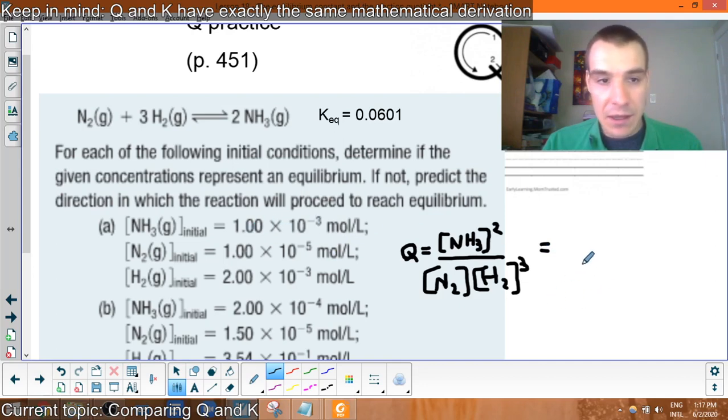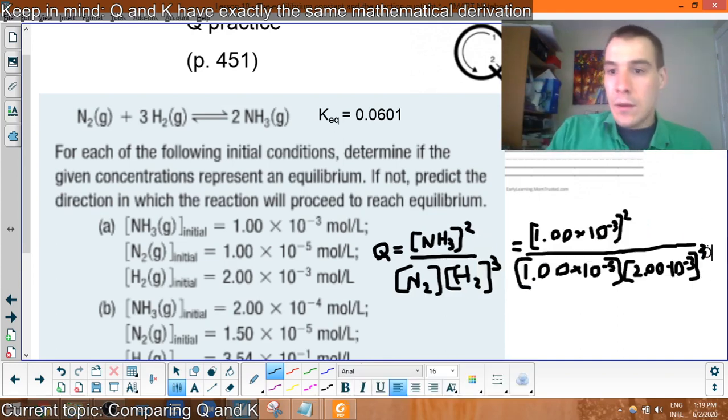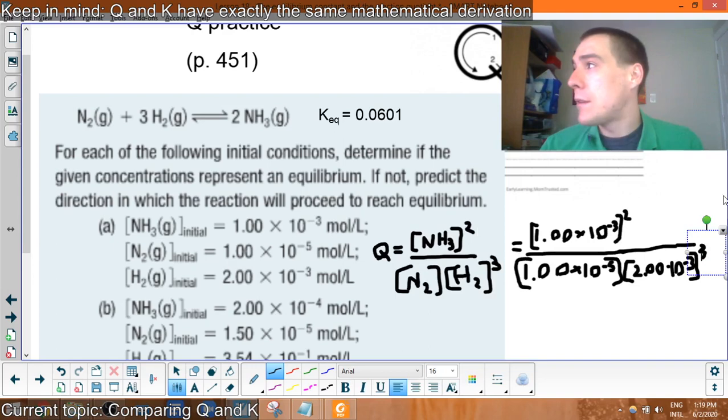1.00 times 10 to the negative 3. That's my NH3, that's on top. 1.00 times 10 to the negative 3. I'm going to pause while I write the rest of this in. You guys don't need to watch that. Okay, so I've put those in. Remember the squares, that's squared because of the 2, and the cubed because of the 3. Make sure you've got the right ones. The 2.00 is my cubed one because that's the H2. Put it through my calculator.